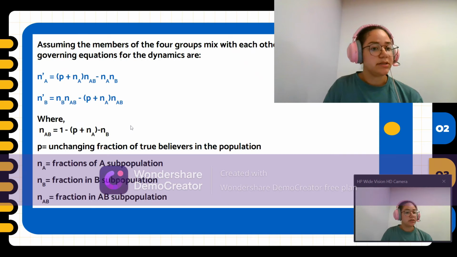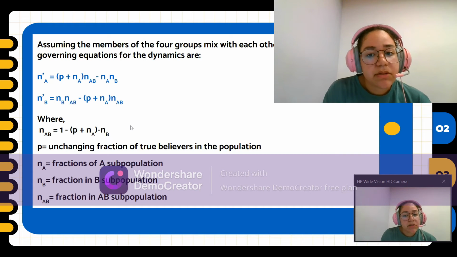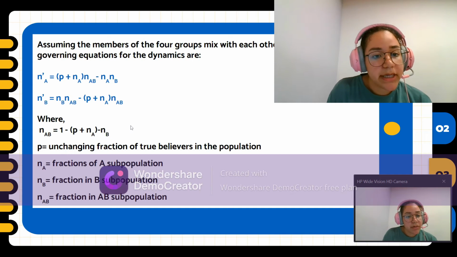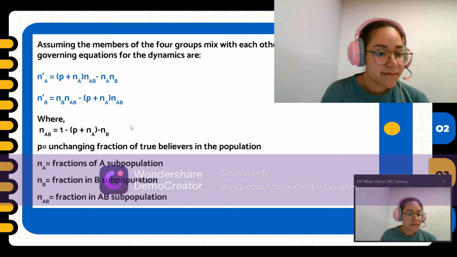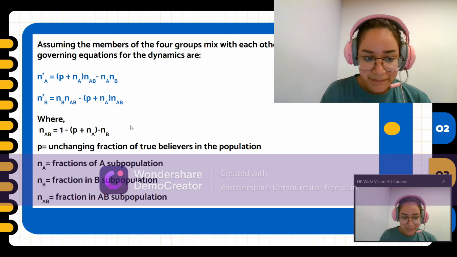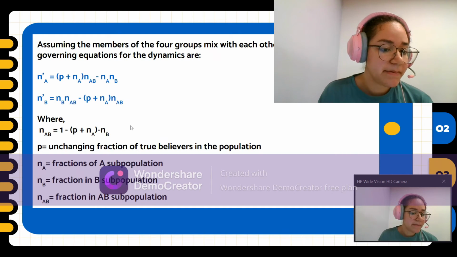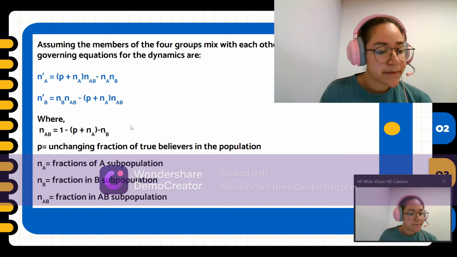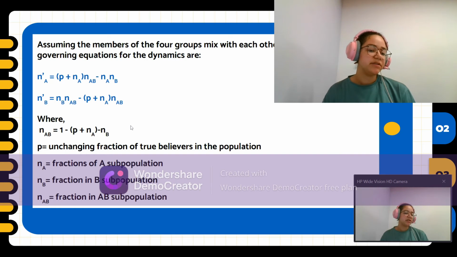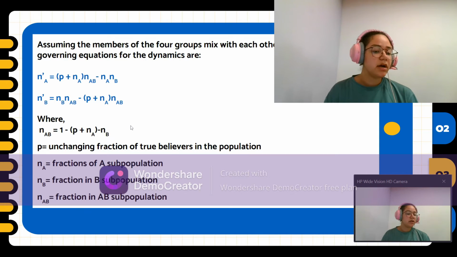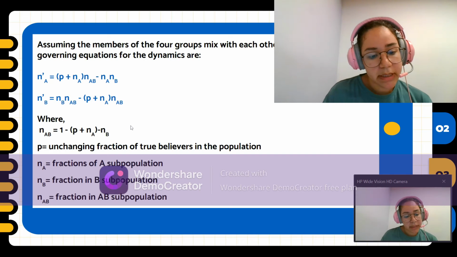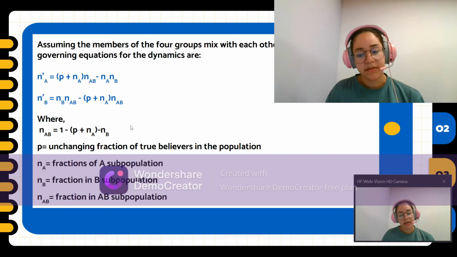Now we're going to go into the meat of the problem. Assuming the members of the four groups mix with each other at random, the governing equations for the dynamics are as follows. They're a bit complicated. NAB is equal to 1 minus P plus NA minus NB. P is the unchanging fraction of true believers in the population. NA is the fraction of the A subpopulation, and it's the same with the B subpopulation and the AB subpopulation.